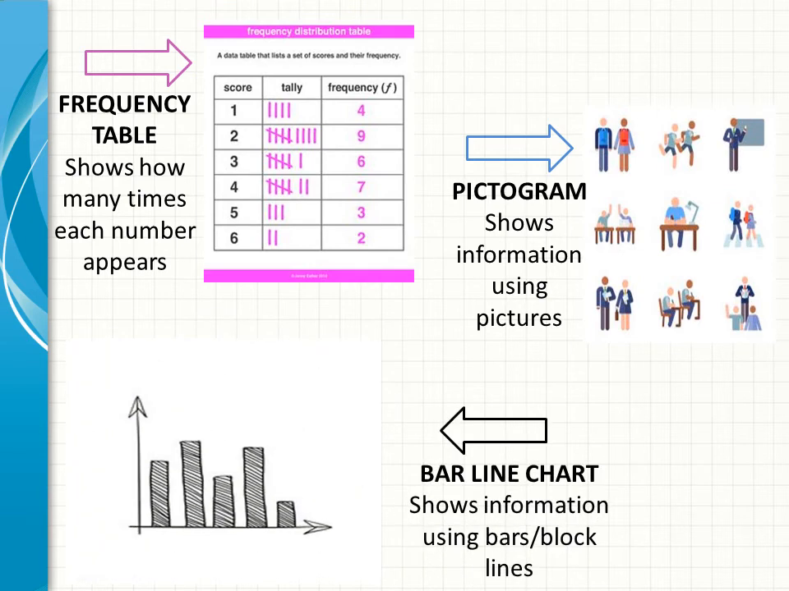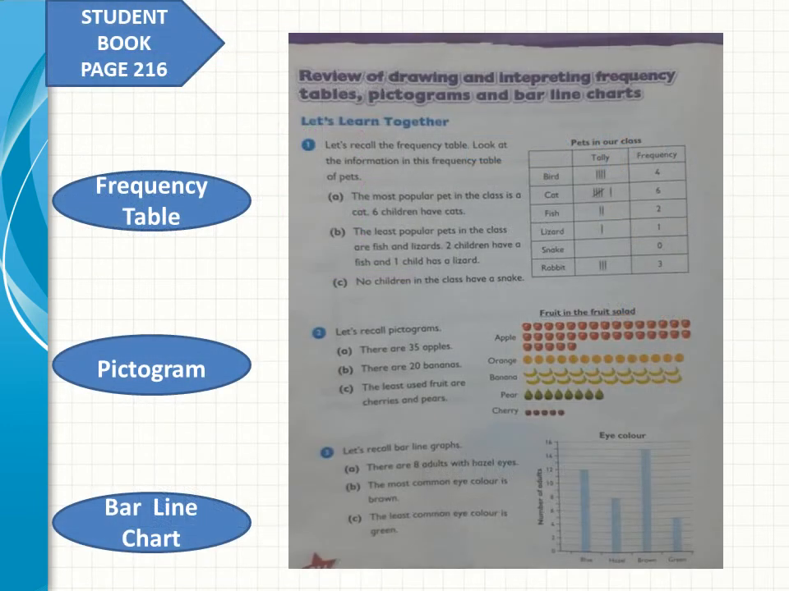And the next one is bar line chart. Remember, we've been looking at the line graph. The bar line chart is going to show information using bars or block lines, just like what you can see in the picture here. It shows information using bars or block lines. So look at the one we have in our student book, page 216. Look at the frequency table as well. Look at the tally. That's the line pointing towards the frequency table. We have the tally and we have the frequency.